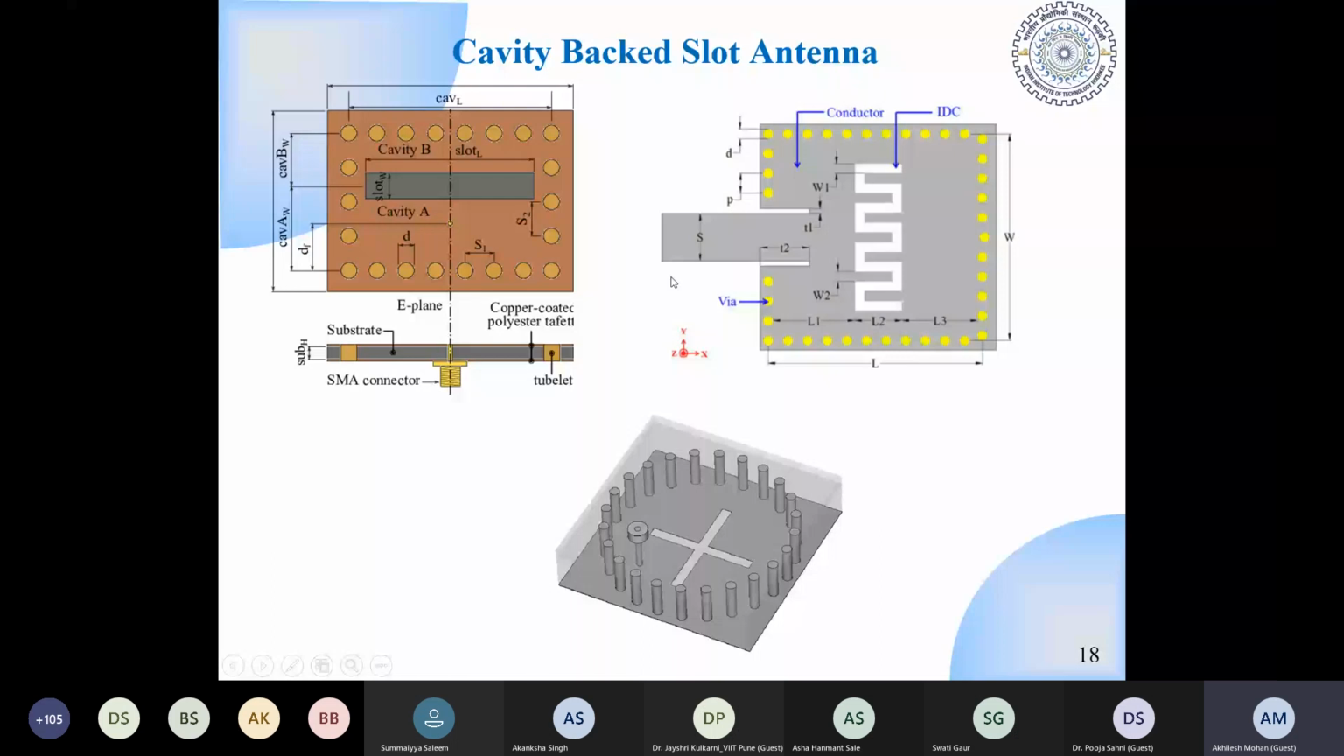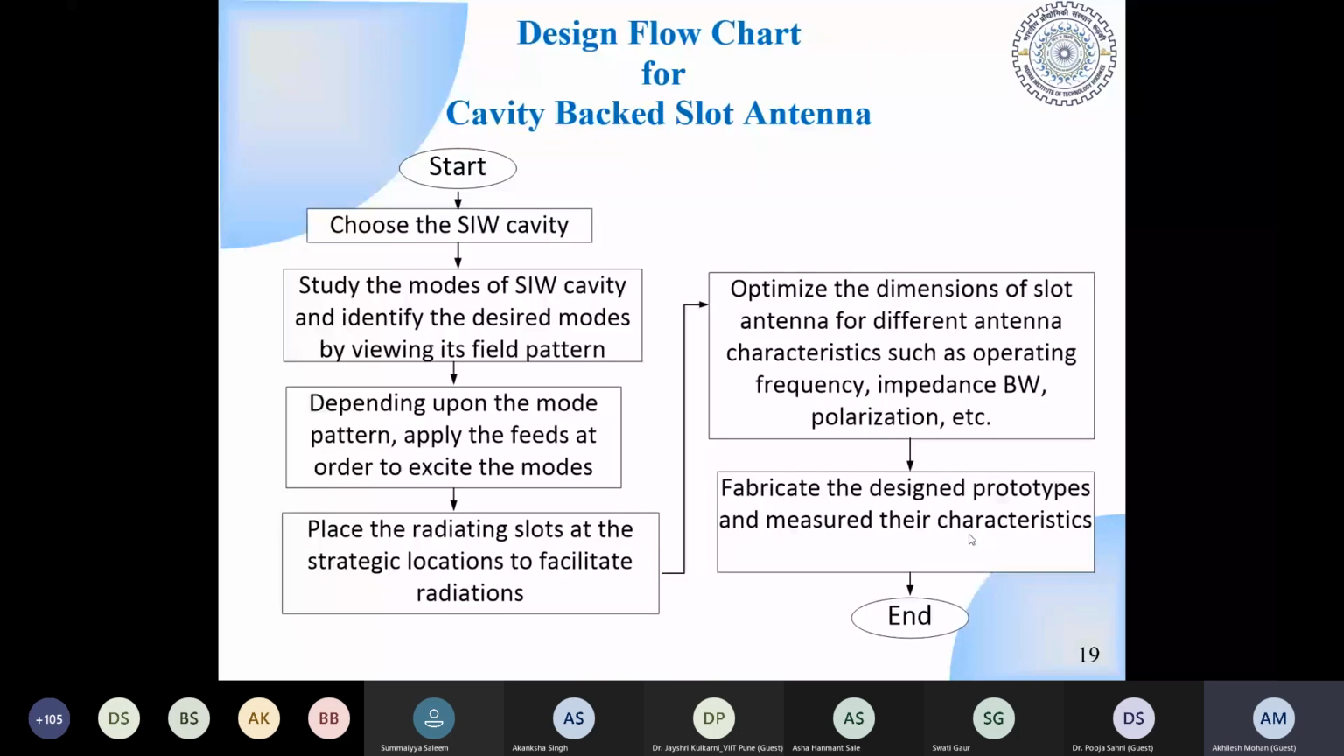Now, to make it more understandable to the students, here is a design flow chart for the cavity backed slot antenna. You start with a cavity. First choose a cavity of your own choice: circular, rectangular, elliptical, any choice you can have. Study the modes using the eigen mode solver of Ansys HFSS or CST, anyone you use. Study the modes and then identify the mode pattern by viewing its field pattern.